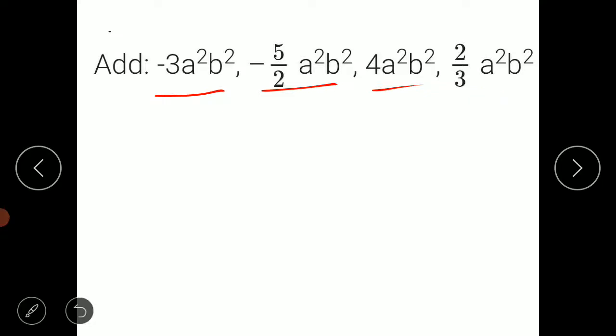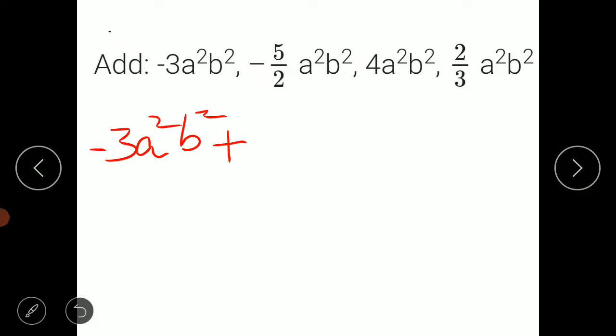Single term. Okay, now we are going to add. So when you are going to add, we need to write this step: minus 3 a square b square plus, in brackets because we are going to add, the second expression minus 5 by 2, placed in brackets. So when you are going to add, directly you can copy with sign.